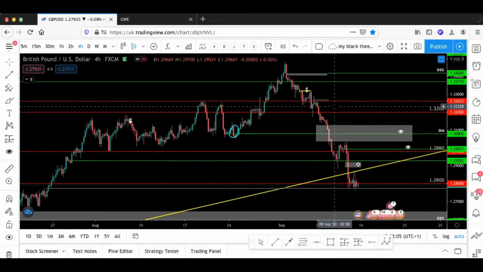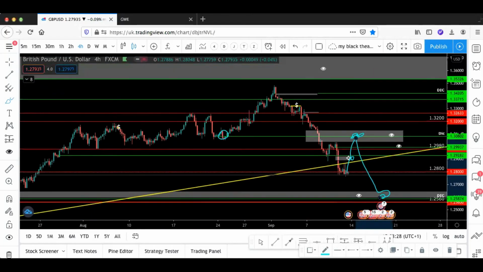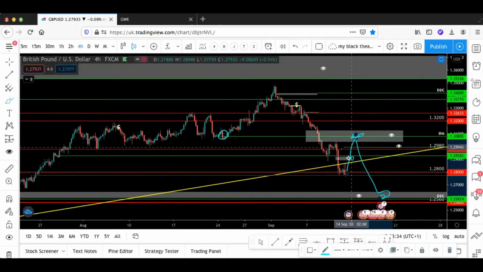Now I'm anticipating price to run higher toward this area, then up to here. These are the two levels I'm keeping an eye on to take a sell setup towards the downside, right? This area. This is a high probable move I'm anticipating on GBP/USD now.